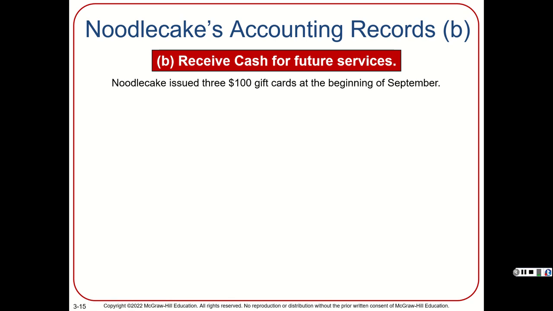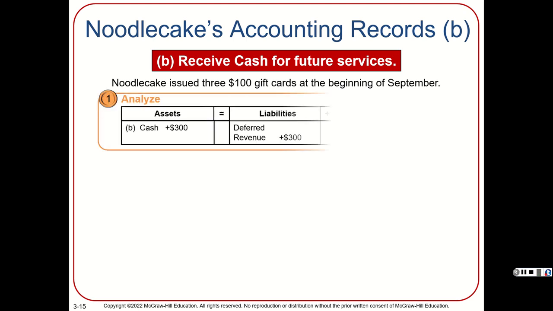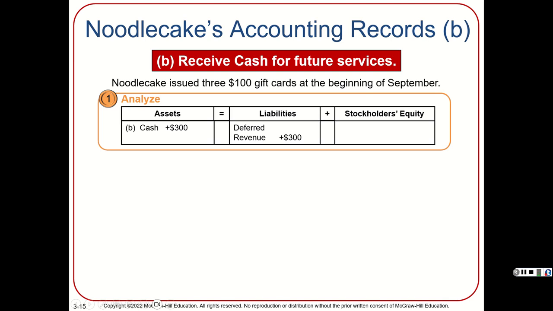Next example, the company has issued 3 gift cards at the beginning of September. One thing you want to remember about gift cards is they're usually a plastic card that is purchased by people who want to give them as a gift. Even though the customer is receiving the gift cards, the plastic card, the company itself has not made the exchange because buying the gift card is for future services. So in this case, we're going to increase cash because we received the cash, but we're going to put it into an account called deferred revenue.